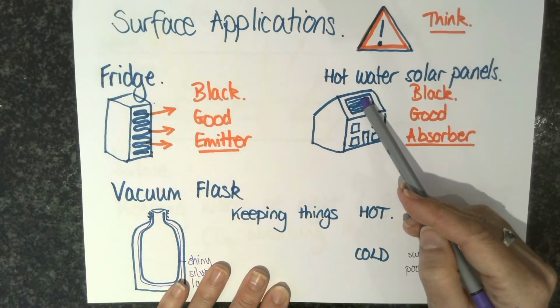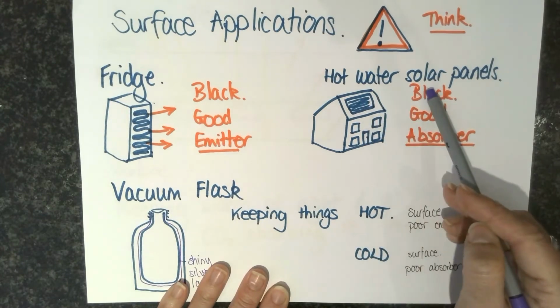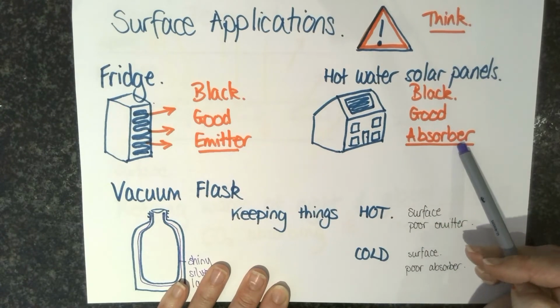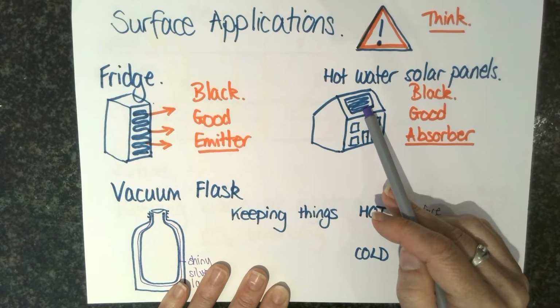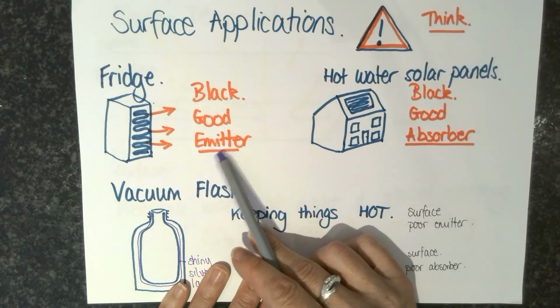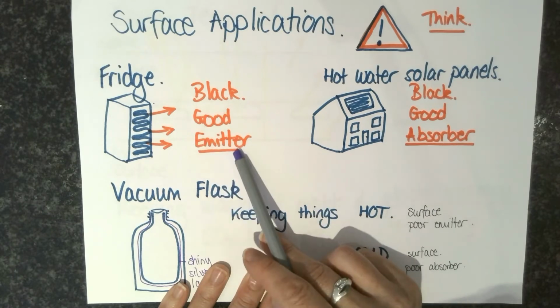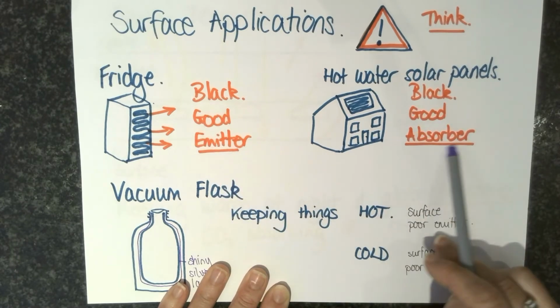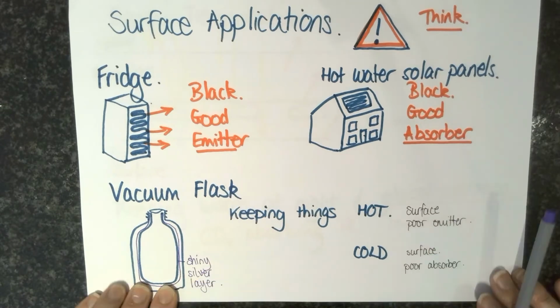Now here we also want our pipes to be black, but we want to absorb that infrared radiation from the sun. We want to get that water as hot as possible. Here we were trying to cool it down as much as possible, so it's black because it's a good emitter. Here it's black because it's a good absorber. We want to get it as hot as possible.